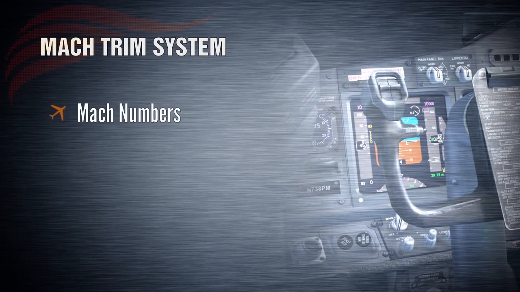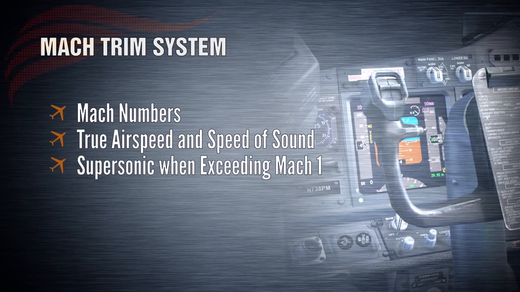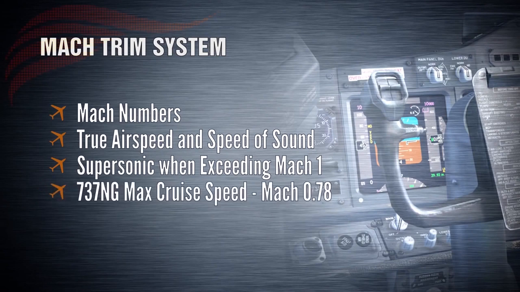We've mentioned the Mach trim system a couple of times during this lesson. This will be explained now. Mach number is the relationship between the true airspeed of an aircraft and speed of sound. If the Mach number exceeds 1, the aircraft becomes supersonic. The 737 NGX has a maximum cruising speed of Mach 0.780.